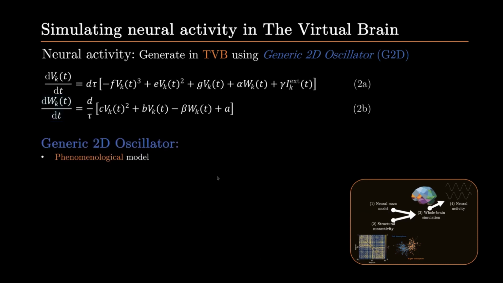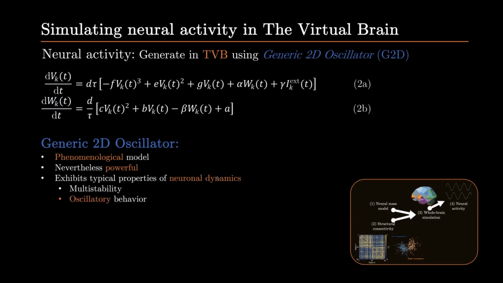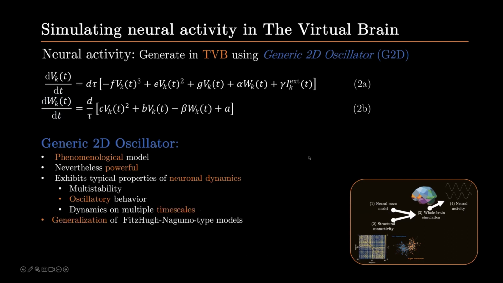And it has certain properties generic to the oscillator. First, it's a phenomenological model. It's nevertheless powerful for the following reasons, namely because it exhibits typical properties of neuronal dynamics, for example, multistability, oscillatory behavior, dynamics on multiple timescales, and a few other things. And for those of you who are maybe familiar with this, it can be seen as a generalization of FitzHugh-Nagumo type models or Morris-Lecar type models. This is why it's called a generic 2D oscillator. So if you choose the parameters accordingly, you can get a FitzHugh-Nagumo model, basically.